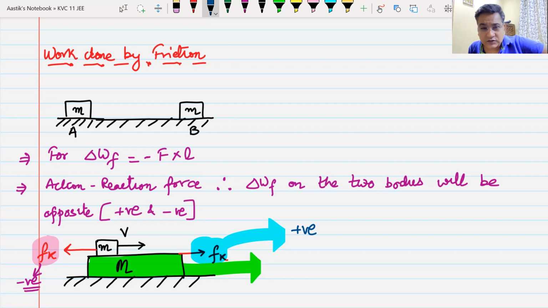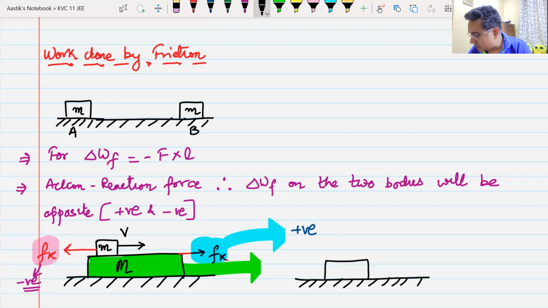Therefore, the total work is not zero. Do we understand this? On one body, friction is doing positive work. On the other body, friction is doing negative work. But the net work is not going to be zero.